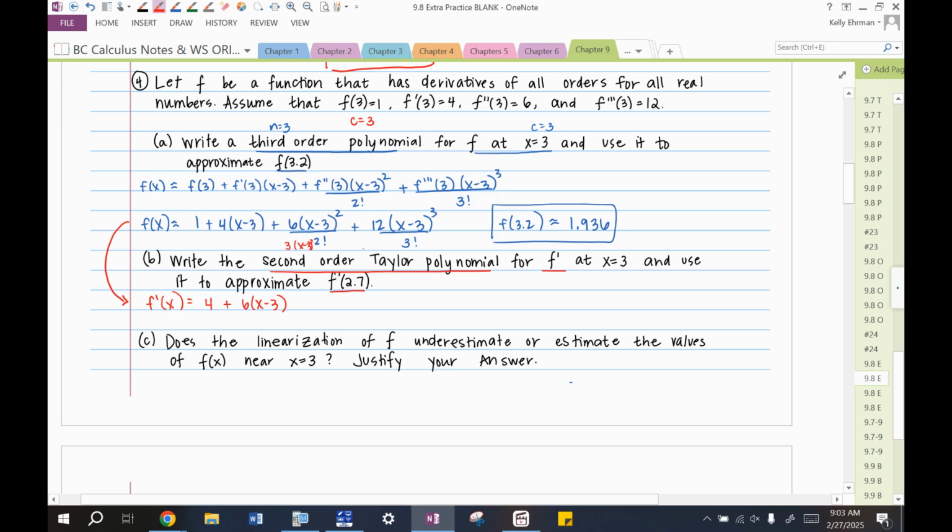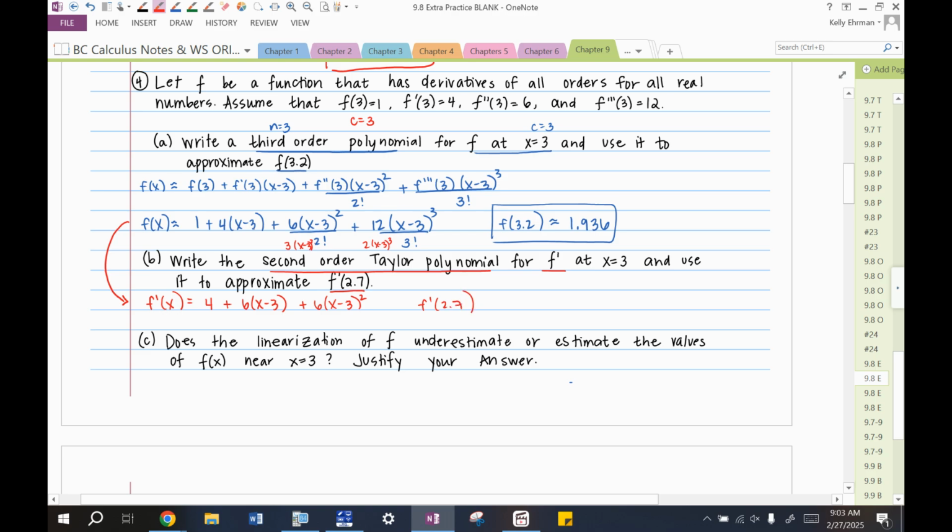Okay, and then what was this? This one was 12 divided by 6, which is 2, times x minus 3 cubed. So this is also going to be plus 6 times x minus 3 squared, right? Yeah, so 12 divided by 6 times 3. Okay, yes, that's fine. And then we need to approximate 2.7.